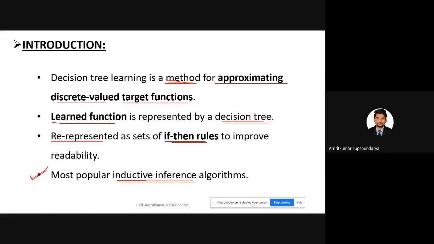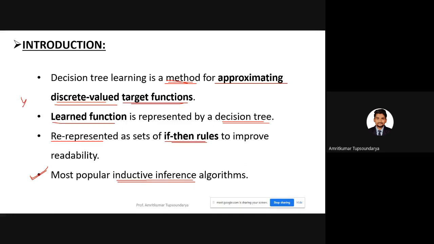So the decision tree learning method is one of the most widely used as well as the most practical methods for inductive inference, right? The inductive inferences that we learned in the concept of inductive bias. This method is used for approximating discrete value target functions.